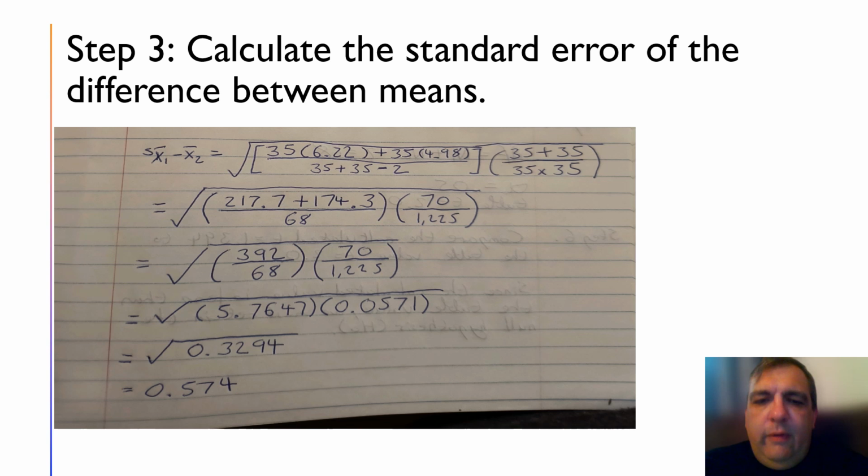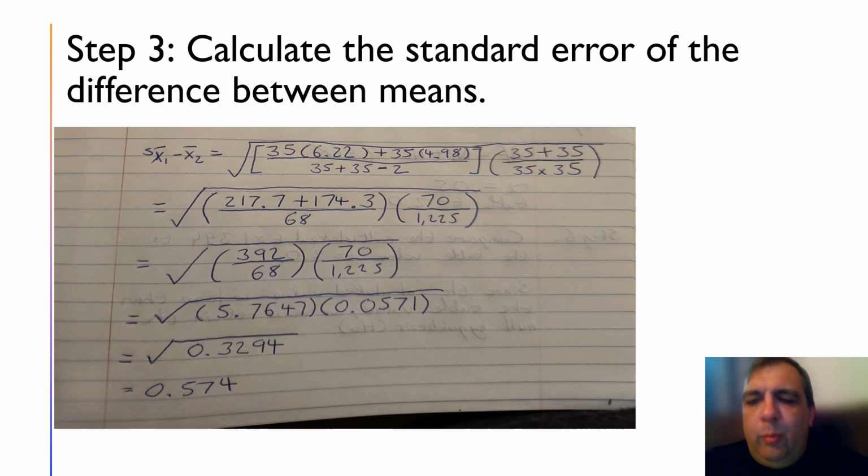So, solving for the standard error of the difference between means. Under our square root symbol, in our first portion on the left side of the equation, we have the total number of males, 35, multiplied by their variance of 6.22, and then we add to it the total number of females, 35, multiplied by their variance, 4.98. And we put this over N1 plus N2 minus 2.